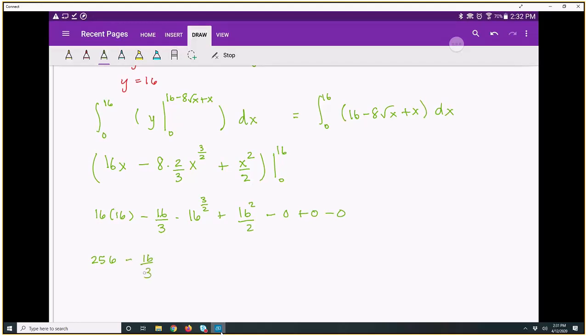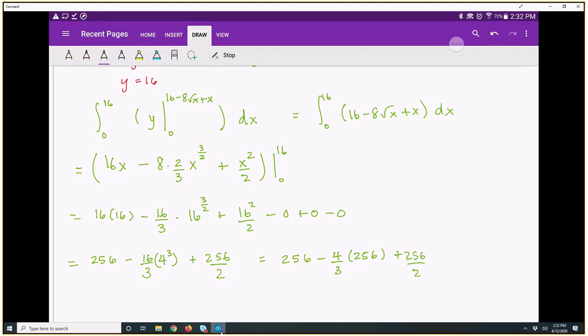16 over 3 times 4 cubed plus 256 over 2. And since 4 squared is 16, I'm going to think of 4 cubed as 16 times 4. So this is going to become 256 minus 16 squared times 4 over 3, or minus 4/3 times 256, and we have plus 256 over 2.